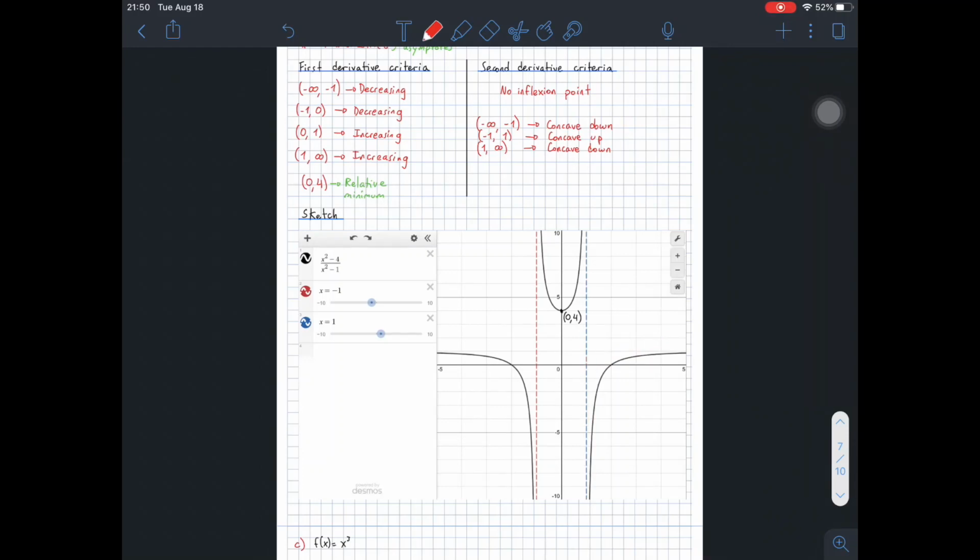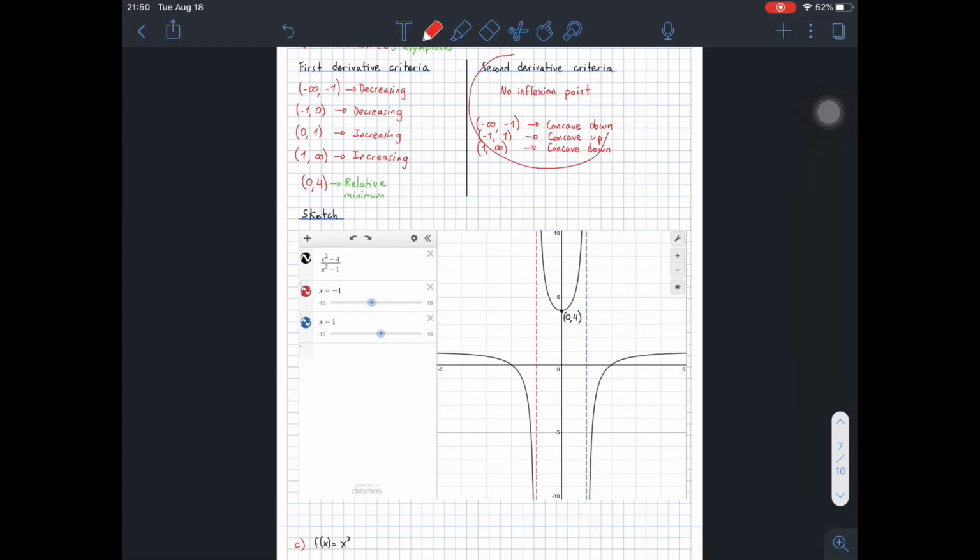Then we have also found that there's a relative minimum point at (0, 4), and this point over here is exactly the relative minimum, okay? Although it's not the lowest point of the graph, it corresponds to a relative minimum because the function is decreasing here, and after that point it starts to increase. So that's what we call a relative minimum, okay? Although it is not the lowest point, it is still considered a relative minimum.